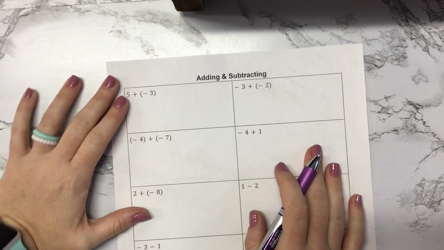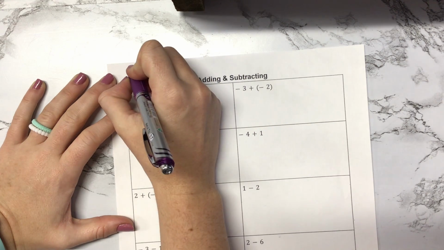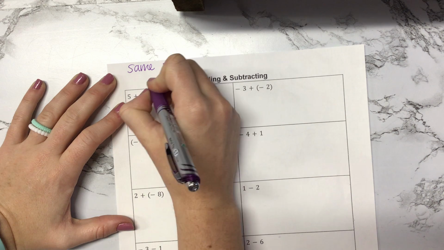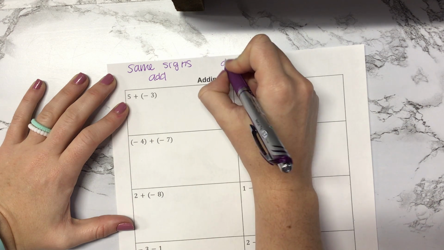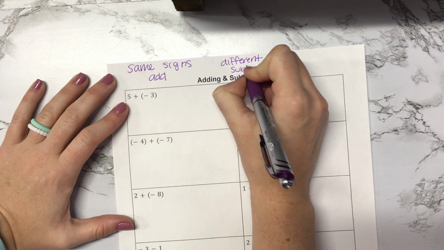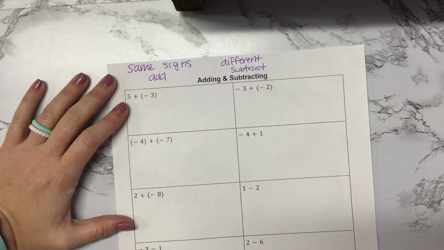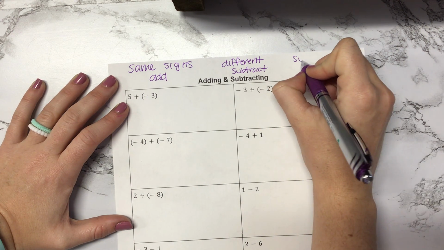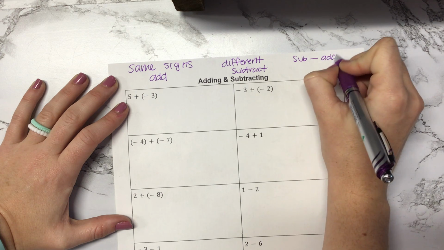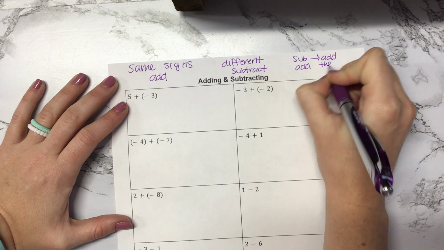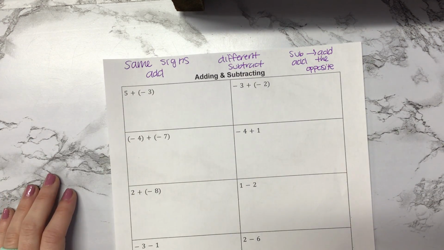All right, so let's summarize that our adding rules are: same signs add, and different signs subtract. And then for subtraction, you're just going to add the opposite. But we'll get to that when we get to that.